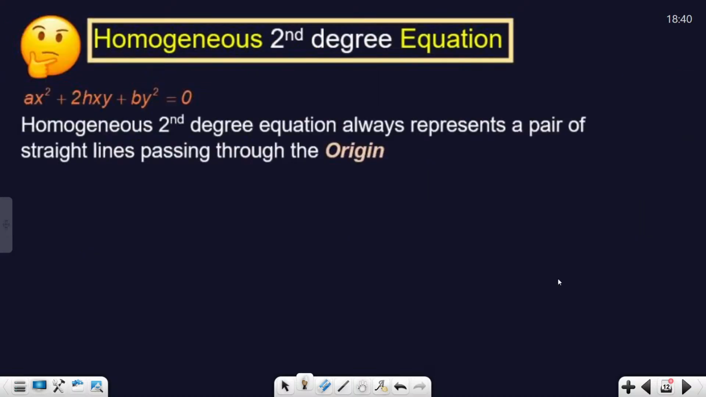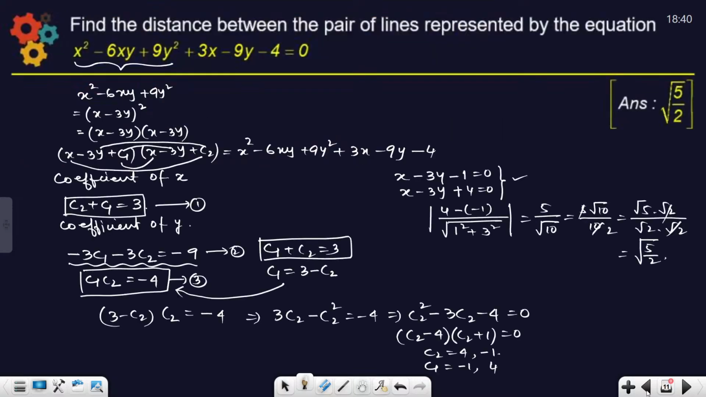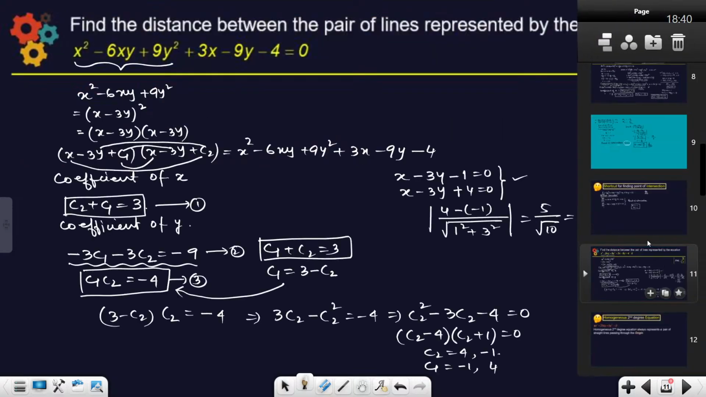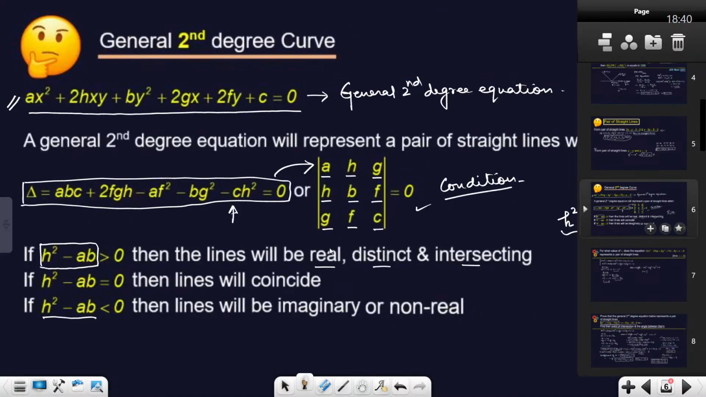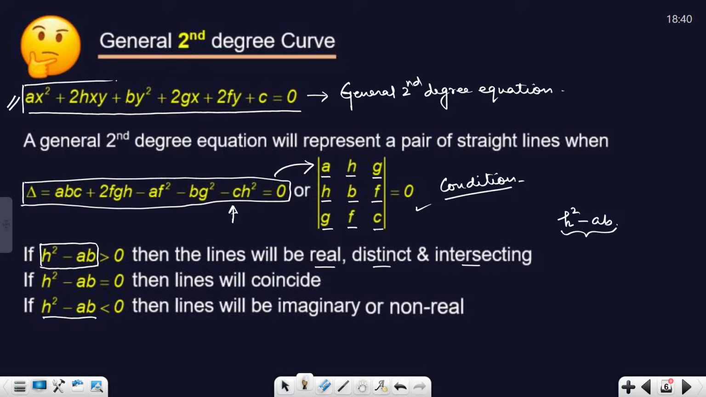Okay, now the most important thing is what is called your homogeneous second degree equation. Now see, this was not your homogeneous second degree equation. Which one? This one is not your homogeneous second degree. It is called your general second degree equation. This is called your general second degree equation, not homogeneous.